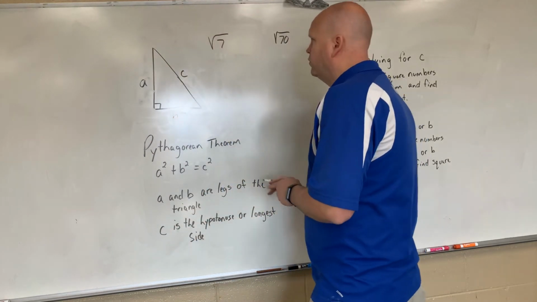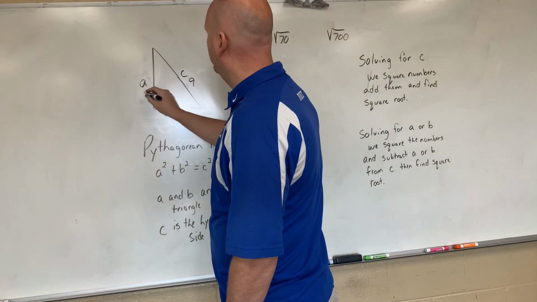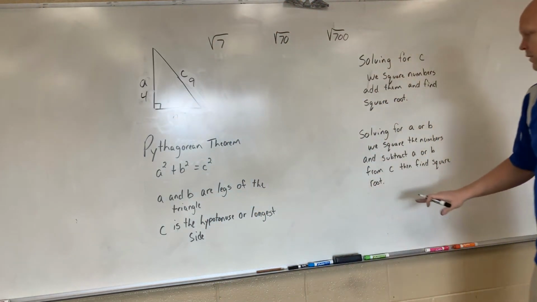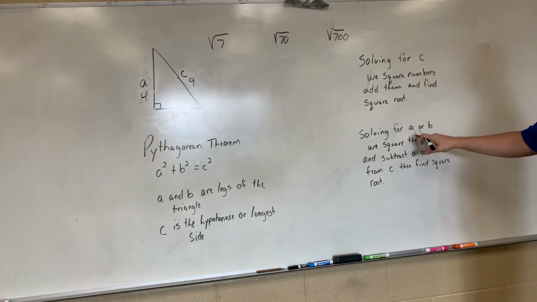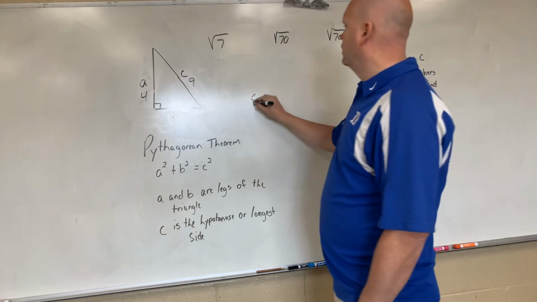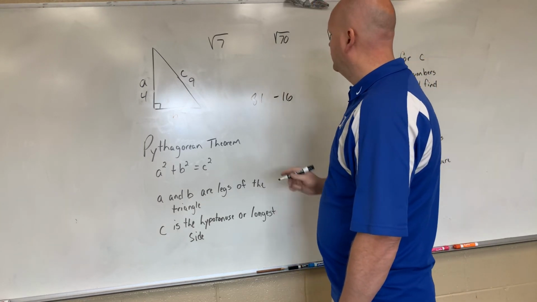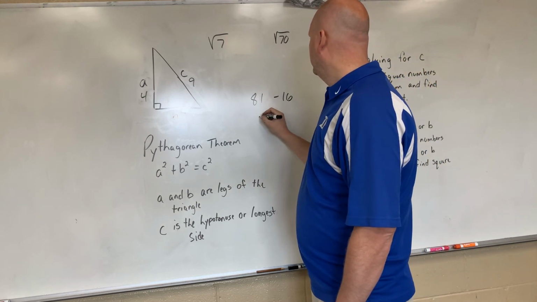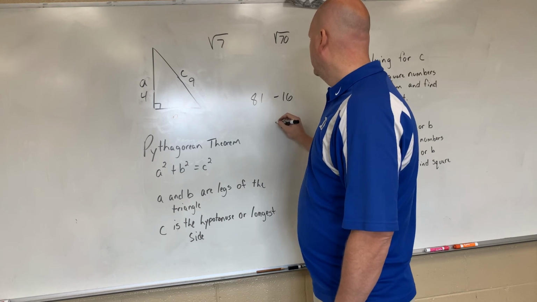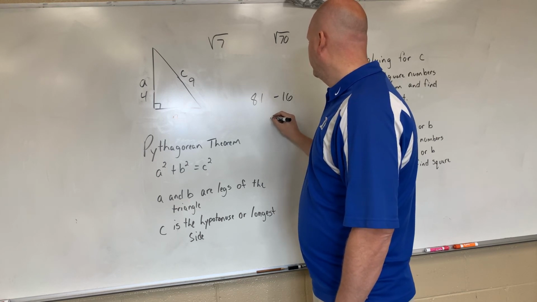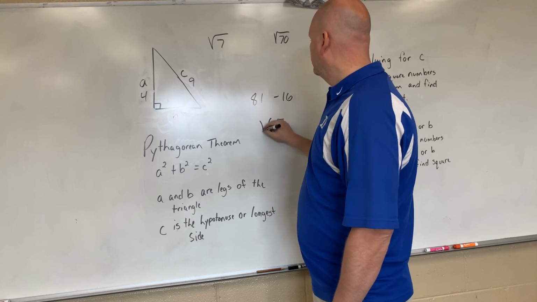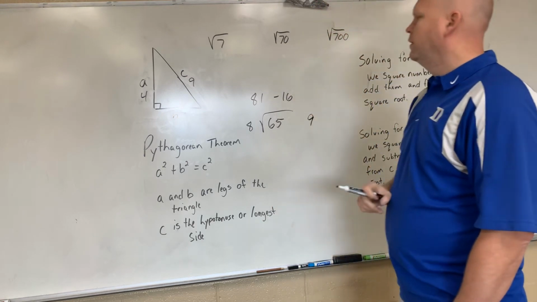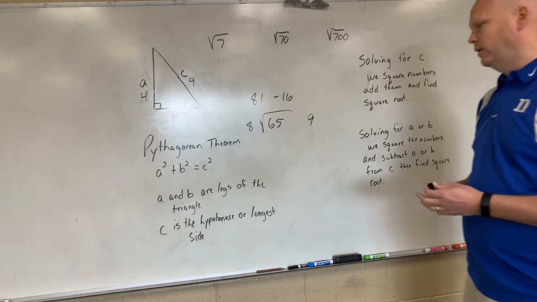Now, if they ask you to solve for a leg, so C is 9, and we'll make B 4, because we're solving for one of the legs, we are subtracting, so we square the numbers, 81 minus 16, which would be 65. So square root of 65 is in between 8, because that's 64, and 9. And so your answer to that one would be between 8 and 9. And that's all you're doing for this.